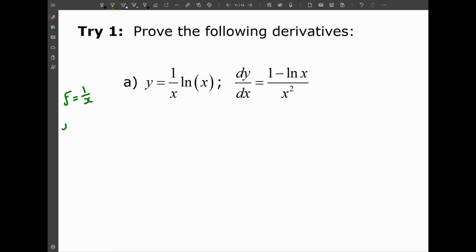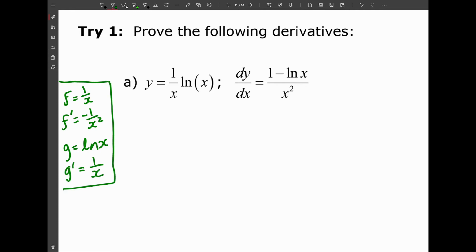1 over x, f prime is negative 1 over x squared. I did that one really quickly in my head, but just remember 1 over x is the same thing as x to the negative 1. If you're not sure about it, try it yourself. And we have g as the natural log of x, and we know from our previous result that g prime must then be 1 over x.